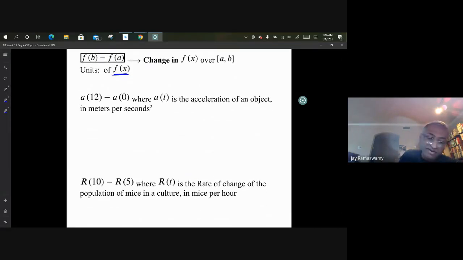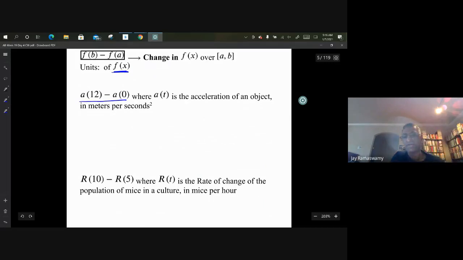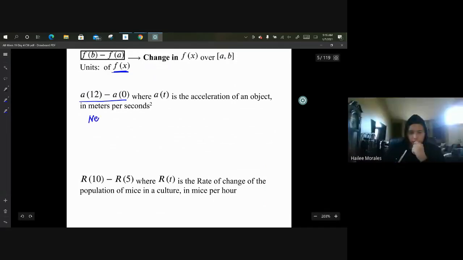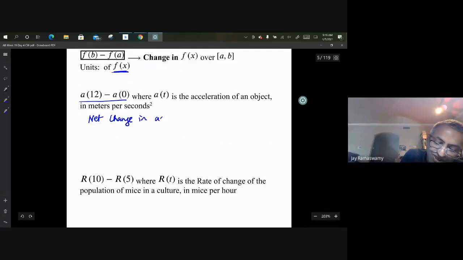All right, now in your notebook, just write down this. We're going to interpret and write an English phrase. Do this with me. It says A of 12 minus A of 0, where A of t stands for the acceleration of the object measured in meters per second squared. So we will write an interpretation with the units. Okay, go. What does that expression remind you of? Net change. It's the net change in acceleration of the object.